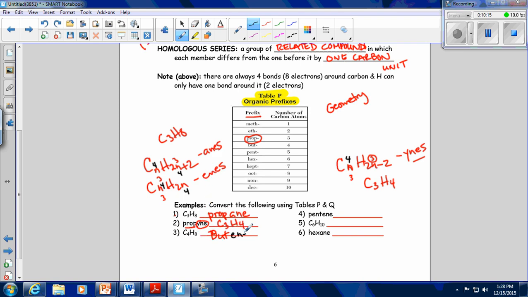There's another ene, so we know we're going to be using this formula here. Pentene. Pent stands for 5, so we know we have 5 carbons, C5. If 5 is plugged into this formula here, we have C5H. 2 times 5 is 10, so H10.